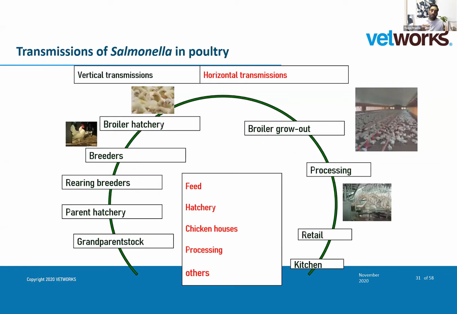So as we know, Salmonella can be transmitted both by vertical and horizontal transmission. Vertical, so from the grandparent stocks until your farm or until the slaughterhouse, if you want, and horizontal transmission, everything that comes in contact with the birds or with the end product like feed, hatchery, things that you have in contact with your eggs and so on, all the things that come in the chicken houses, also at processing level, very important, and all the things that you have to be aware of at kitchen level. So something very, very important to understand.